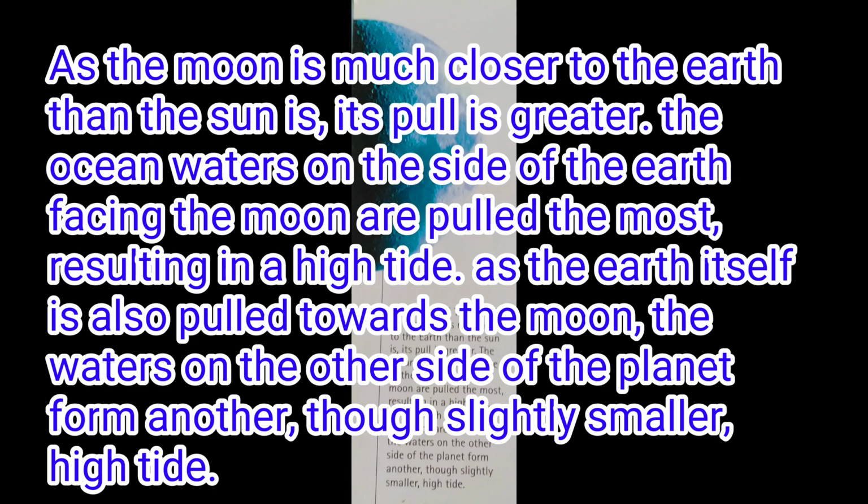As the moon is much closer to the Earth than the sun is, its pull is greater. The ocean waters on the side of the Earth facing the moon are pulled the most, resulting in a high tide. As the Earth itself is also pulled towards the moon, the waters on the other side of the planet form another, though slightly smaller, high tide.